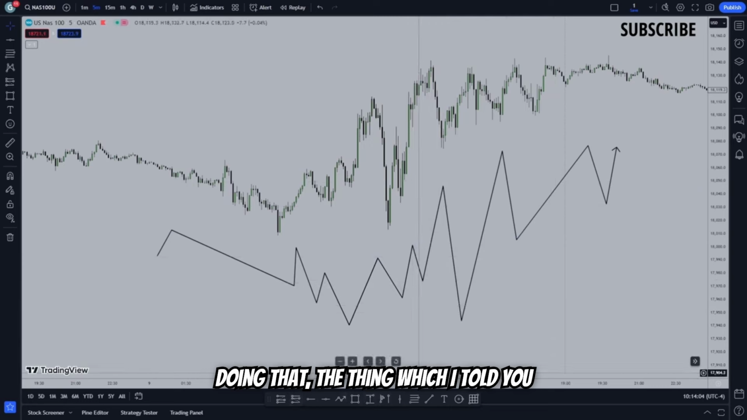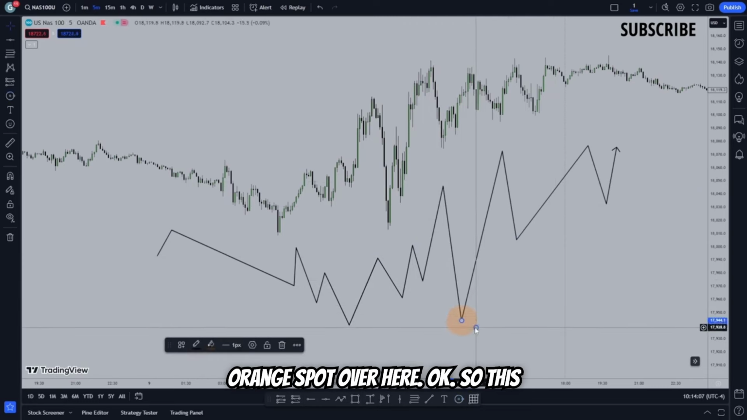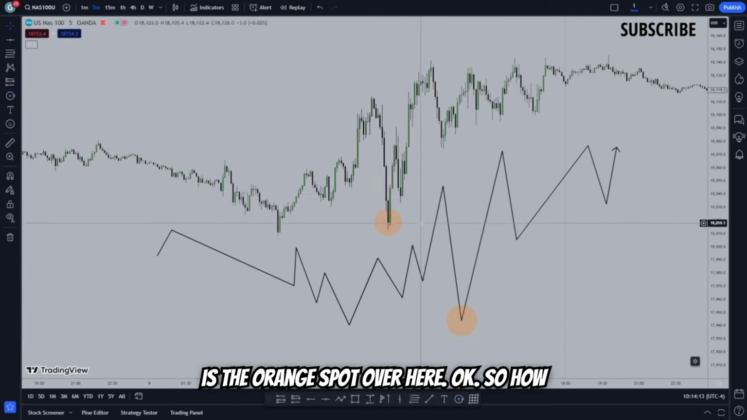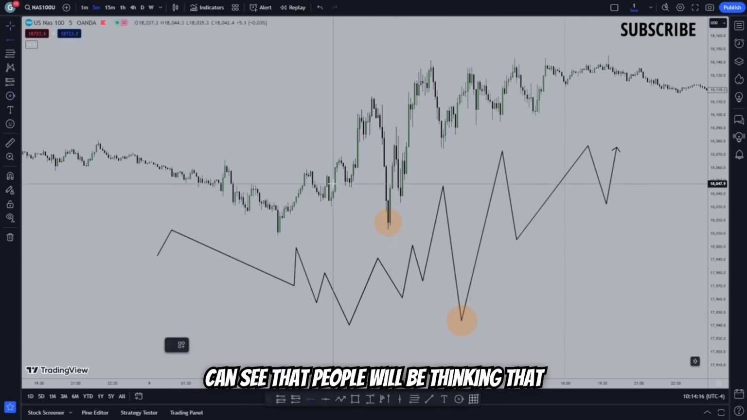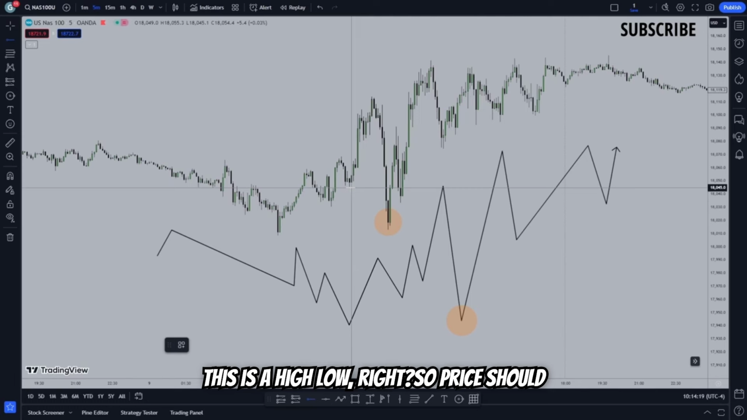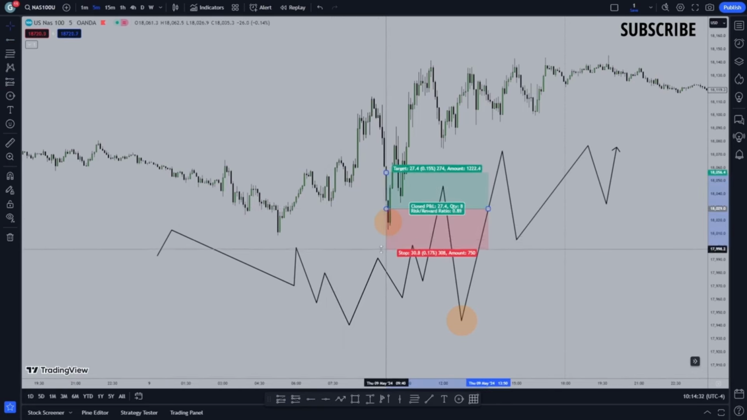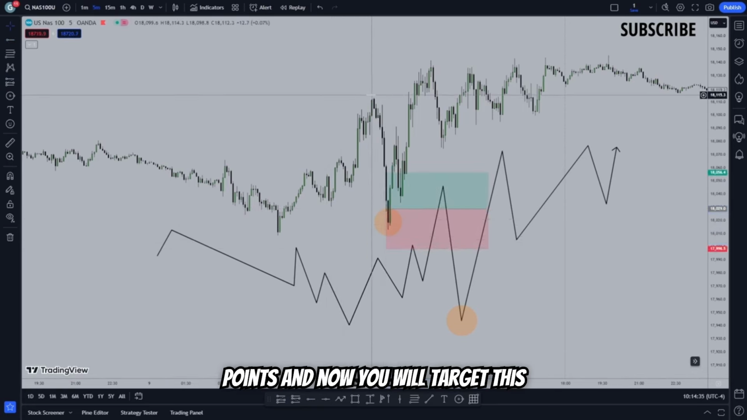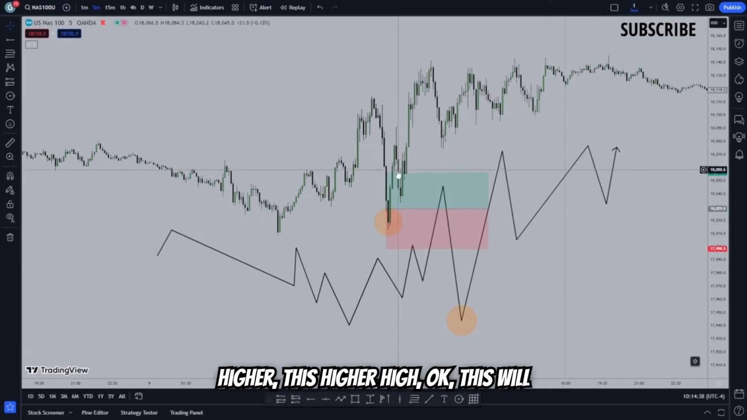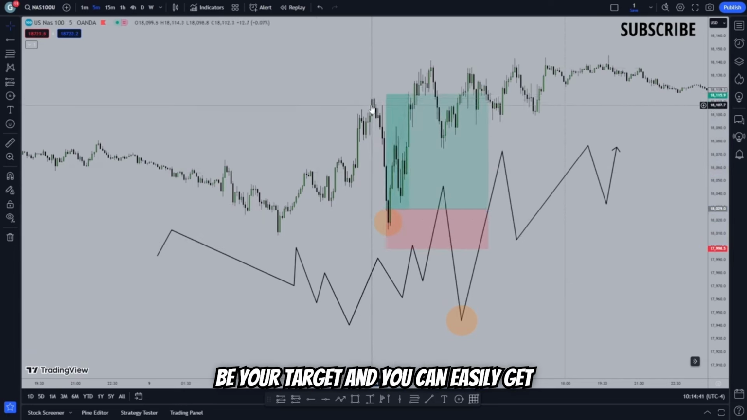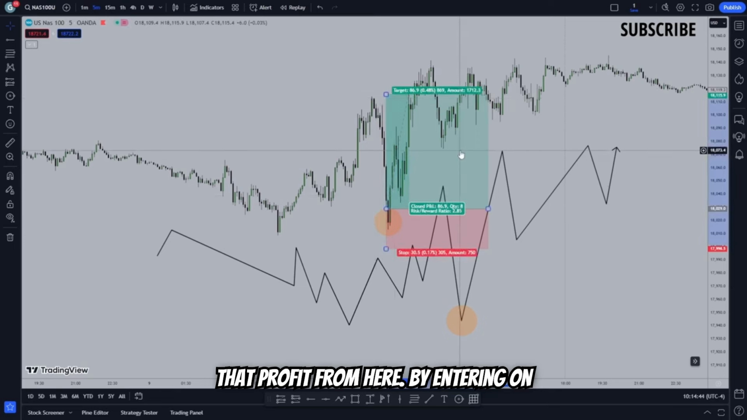Instead of doing that, take the entry on this orange spot that I told you about. People will be thinking that this is a higher low, so price should not go below this one. So you will place your buy limits a little bit below this structure, like over here, with a stop loss of around 20-30 points, and you will target this higher high. You can easily get that profit by entering on this.